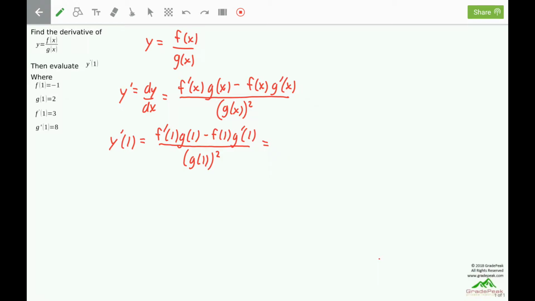So we have f prime of 1, that's a 3, multiplied with g of 1, that's a 2, minus f of 1, that's a negative 1, times g prime of 1, that's an 8, and then this entire thing is divided by g of 1, which is a 2, squared.